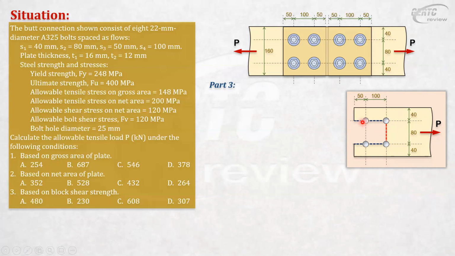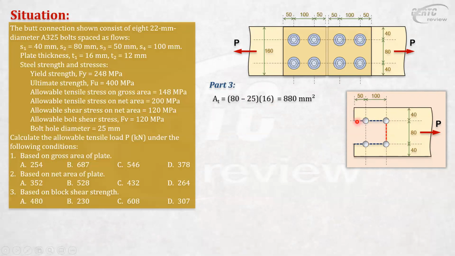So all you need to compute are the areas in shear and in tension. The tension area will be 80. Look at the thread. The thread is the tension. It will be 80 mm less 2 times 1/2 of the hole, which is 25, times the thickness of this plate, 16 mm. So that is the tension area.